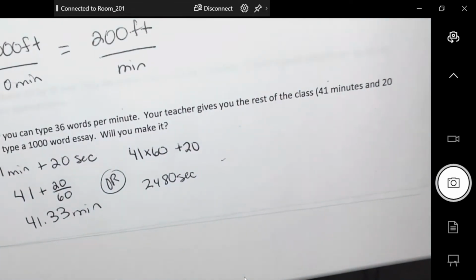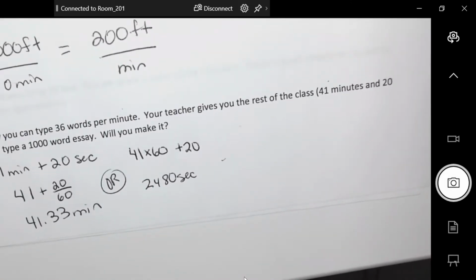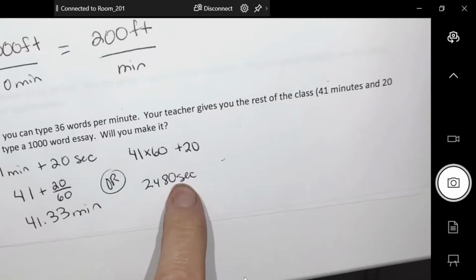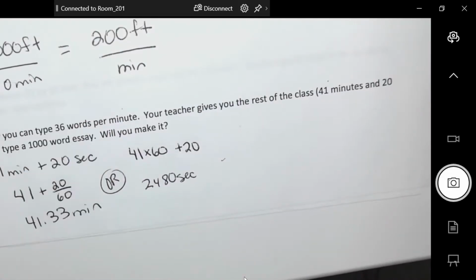So you could do those strategies on your test. Either way would work. Obviously with method one, this is minutes and the other one is minutes, so you're ready to go. If you did this method, you're in seconds. Just change the 36 to seconds as well, and then you're ready to go. Okay, you pick which way you want.